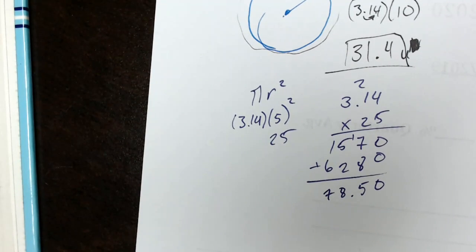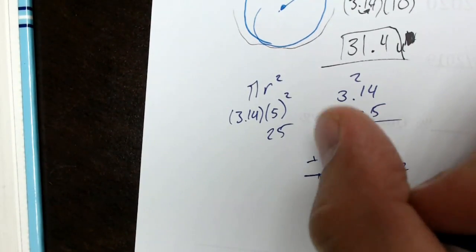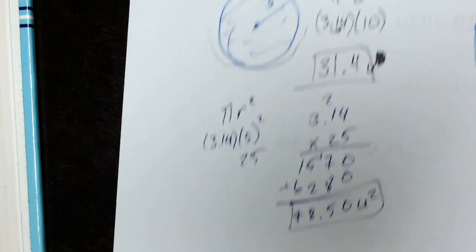78.50. Well, wait a second. Did I make a mistake there? This seems too right, or too easy. Hold on, I'm going to double check this. I feel like I made a mistake in my multiplication. No mistake. Okay, I guess I'm just being paranoid today. All right, so we have 78.5 units squared, and that is the area on the inside of my circle.